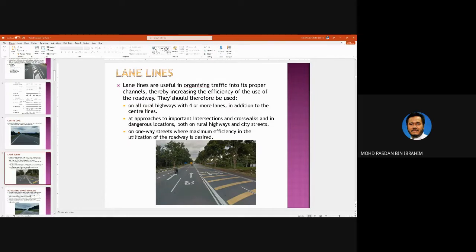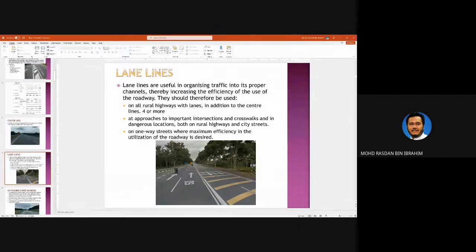They should be used on all rural highways with 4 or more lanes. What is meant by 4 or more lanes? Like this road that you have here, this is a 4 lane single carriageway. When you are working and people say the highway is 4 lane, it normally refers to a 4 lane single carriageway. If this highway has a median in the middle, then it becomes a 4 lane 2 carriageway. Let's say this is going to the north, this is going to the south, for example. So 2 carriageways, 4 lanes.